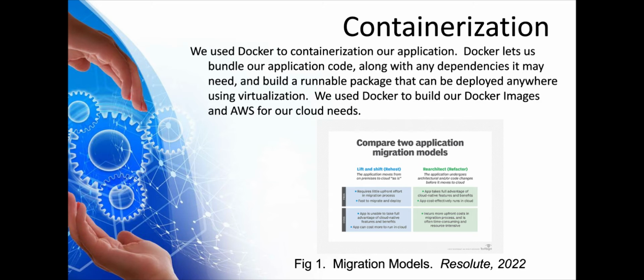So how do we deploy a web application? First off, we need to containerize it. Docker allowed us to bundle our application code along with resources and any dependencies it may need, and we can build that little bundle, and that bundle can be run anywhere via virtualized hardware. So we created our Docker images, and we were able to upload all our stuff to Amazon Web Services and have it run in the cloud.